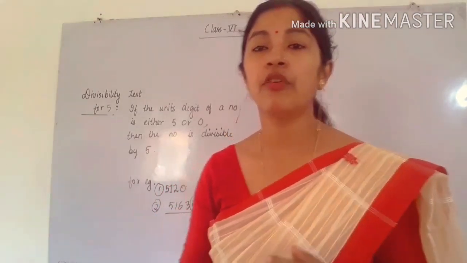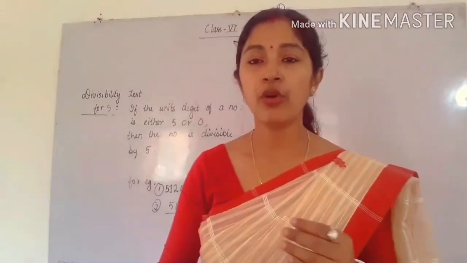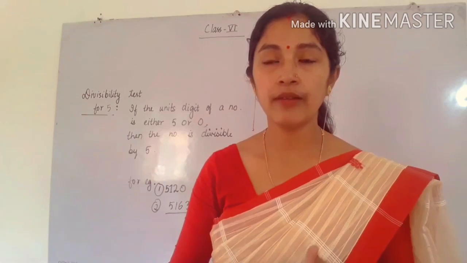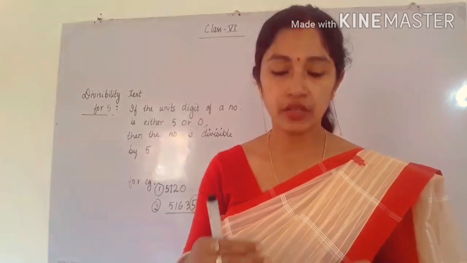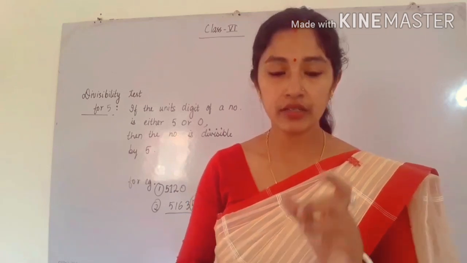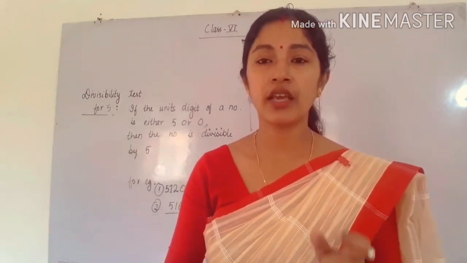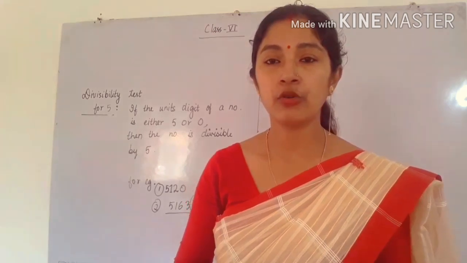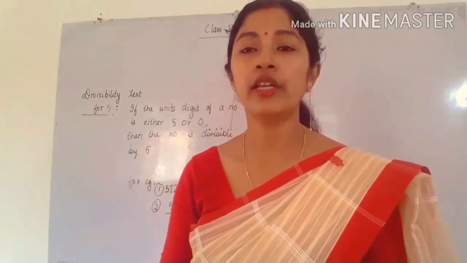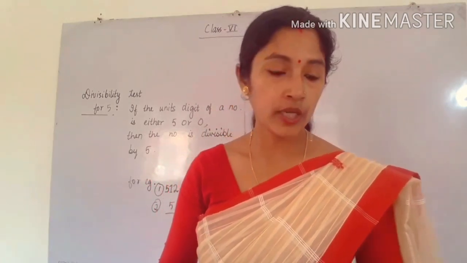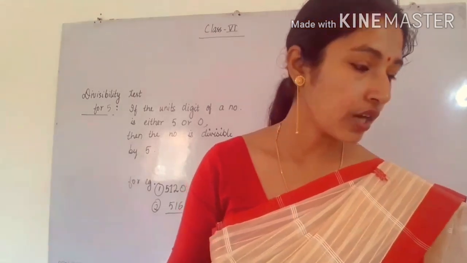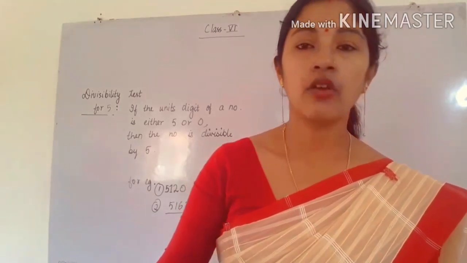Only in the case of the divisibility test for 3, you have to add all the digits. Except for 3, in all the others, in 2, 4 and 5, by seeing the number you can easily say that this number is divisible by 2 or 4 or 5. In the case of 3 only, you have to add all the digits of the number. Okay, so try to remember the divisibility rules. Next, I am going to start the divisibility test for 6.